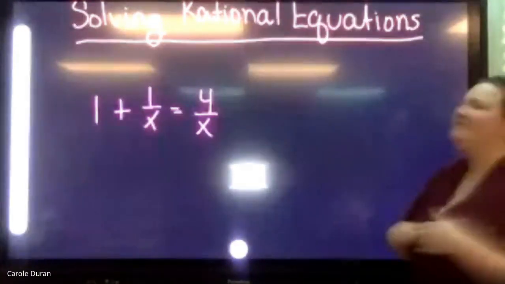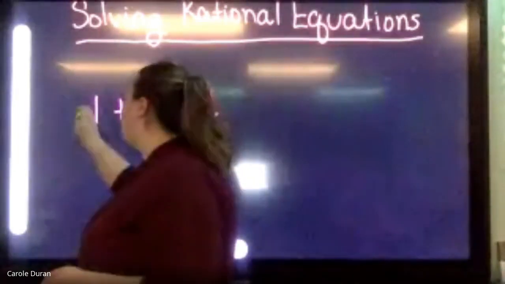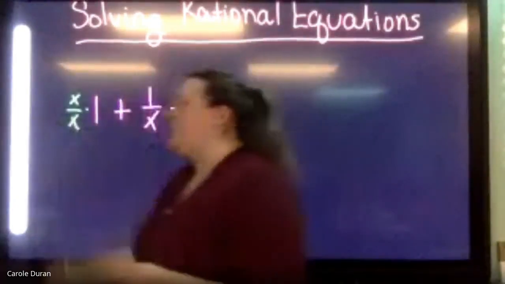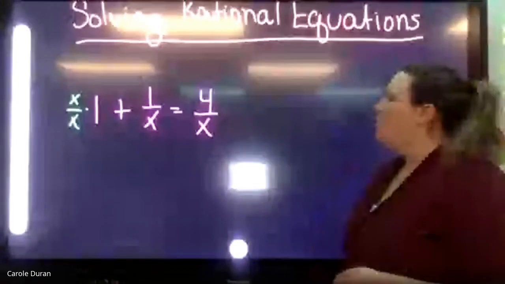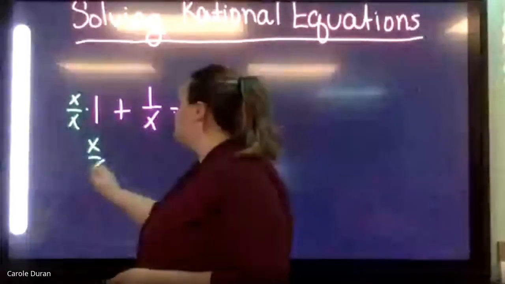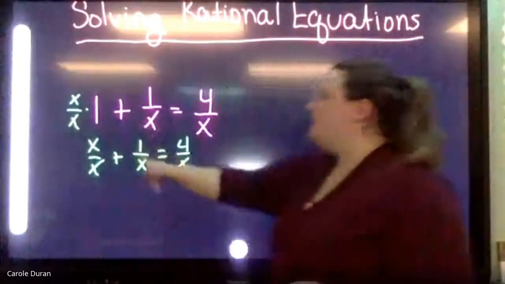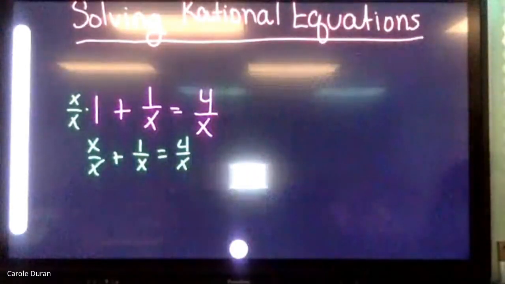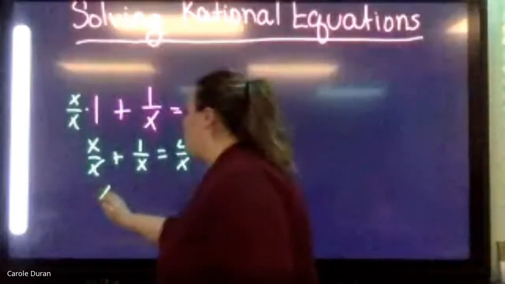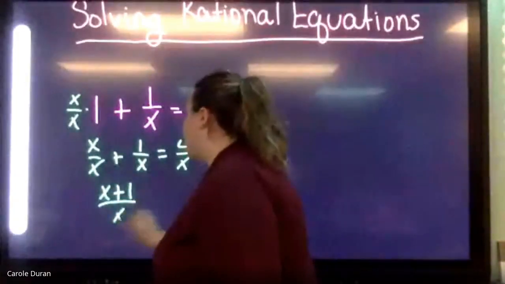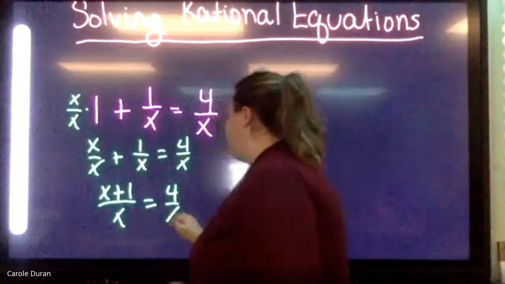No. Multiply it by x over x because x is the denominator that I need to make happen. When I do, I get x over x plus 1 over x equals 4 over x. Now that left-hand side is 2 fractions with the same denominator, which means I can put it together. When I do, I get x plus 1 over x equals 4 over x.